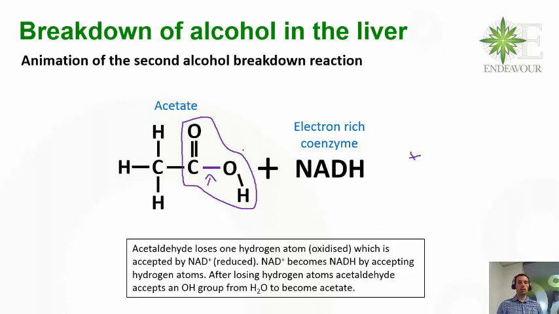So essentially what we've done here, starting with the acetaldehyde compound that has the aldehyde functional group, we've converted that into a carboxylic acid functional group. And this has been facilitated via an oxidation. So this is the second reaction in the alcohol breakdown reactions, and that's oxidizing an aldehyde to a carboxylic acid.